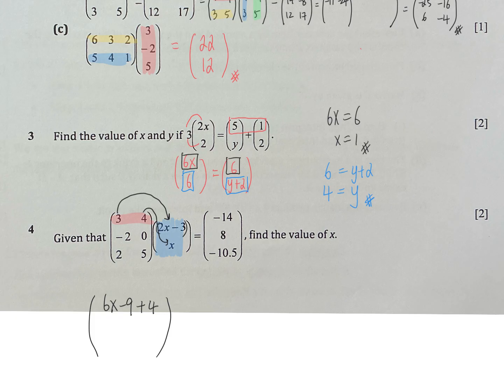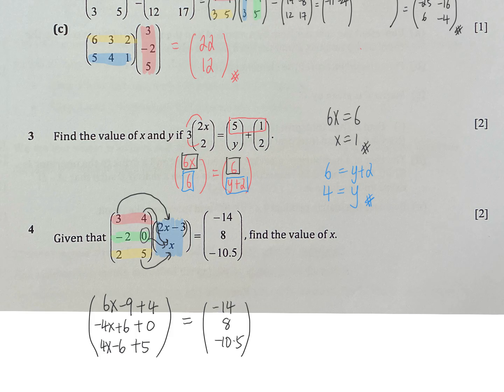Next one. The green one times the blue one. So negative 2 times 2x minus 3. You get minus 4x plus 6. Then the 0, you times x, so it's plus nothing. Plus 1, the yellow one times the blue one. So 2 times 2x is 4x. 2 times minus 3 is minus 6. And then you plus 5x. So this one must equal to this.